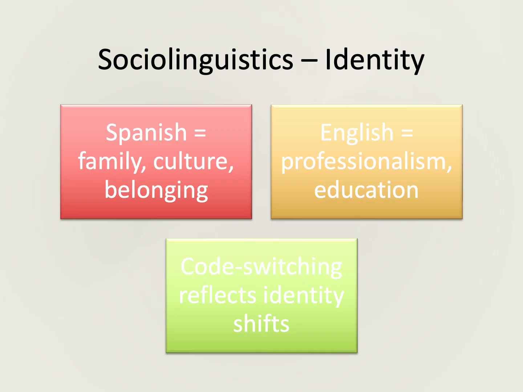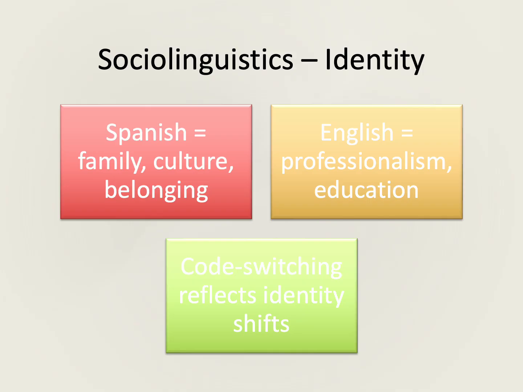For José, Spanish and English carry very different meanings depending on the situation. Spanish is the language of home, family, and culture. It's tied to belonging and personal identity. English, on the other hand, is more about professionalism and education. It's the language he uses in school and at work, and when he wants to present himself in a formal way.